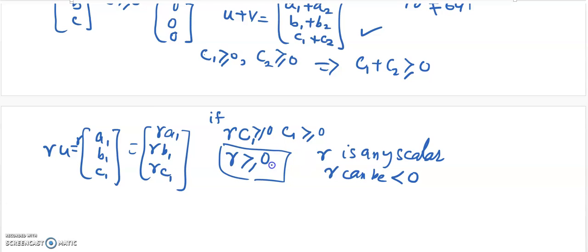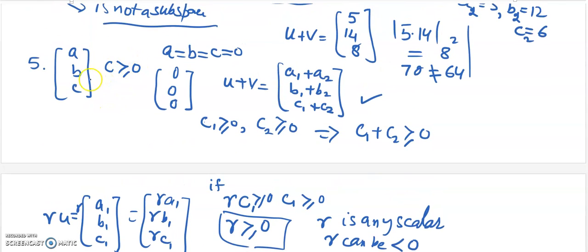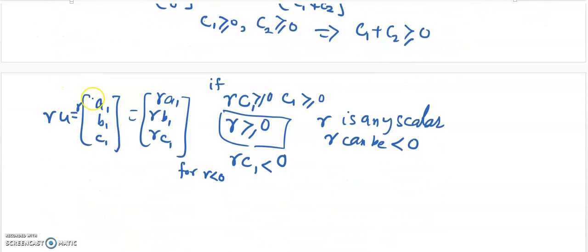So for any value of R less than 0, the last term RC1 will be less than 0. This means that this condition will not be met. C1 is equal to 0, which means the last term can be a negative term. So with this condition, the third condition for the subspace is not satisfied. This means that this is not closed under the scalar multiplication.